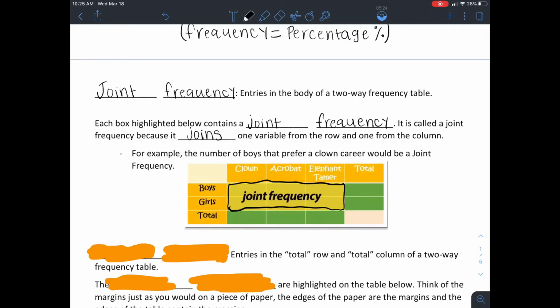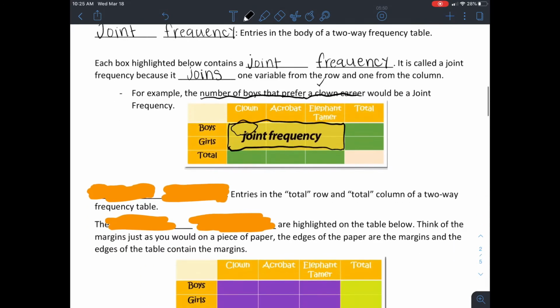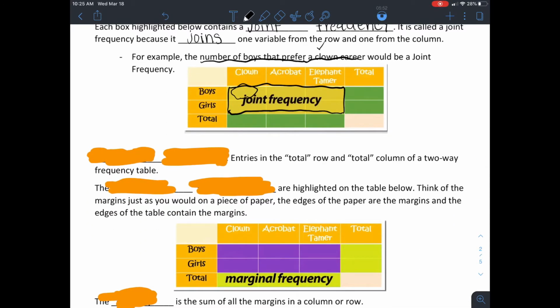All right? So an example of a joint frequency would be the number of boys that prefer a clown career. So we go to boys, clown career, whatever is in this blank here would be our joint frequency representing the number of boys that prefer a clown career. So if they're in the body, they're the joint. That's what we need to remember, okay? In the body.